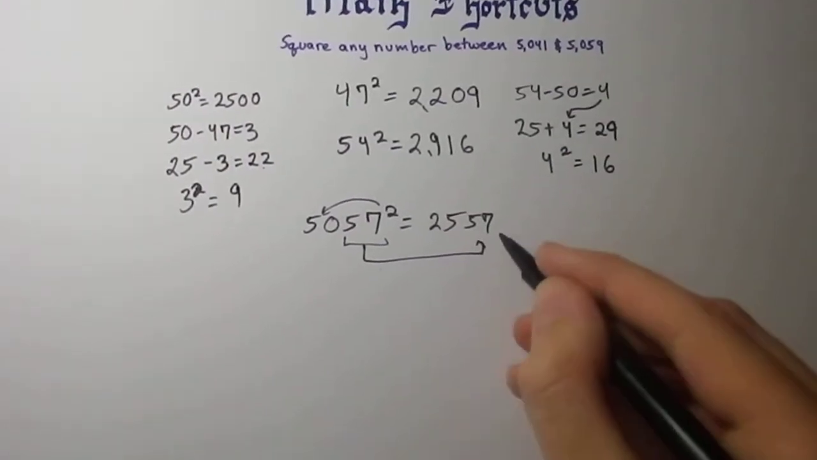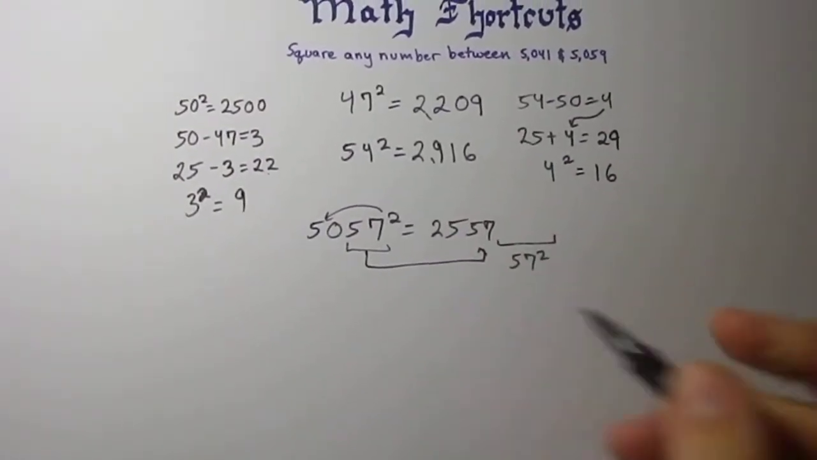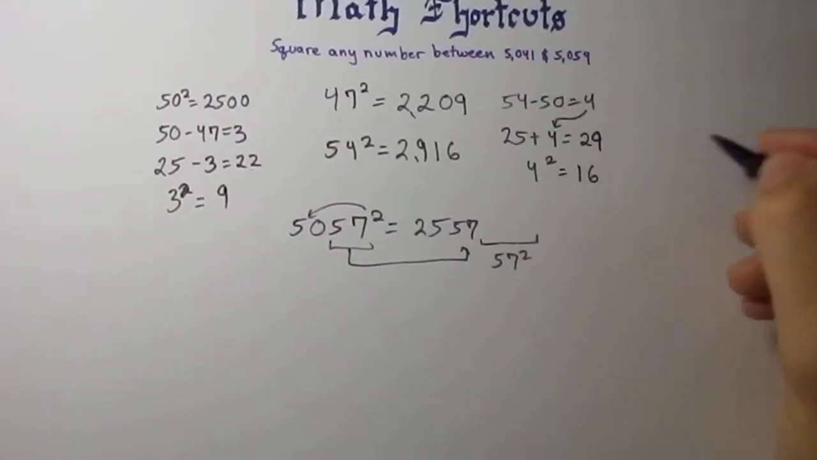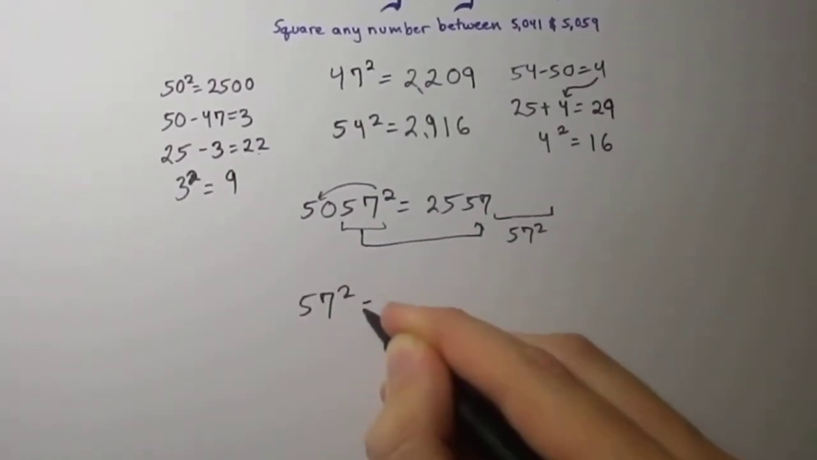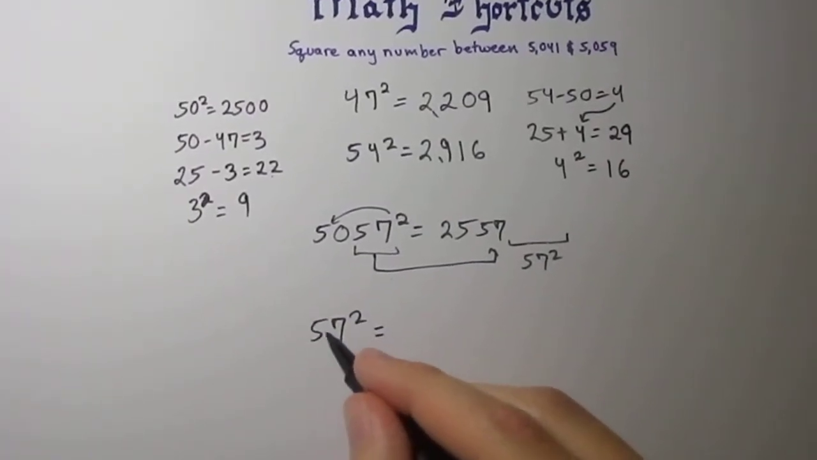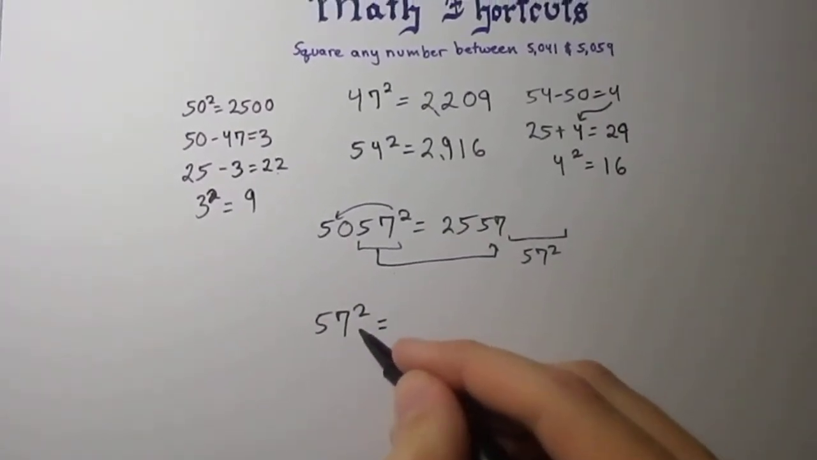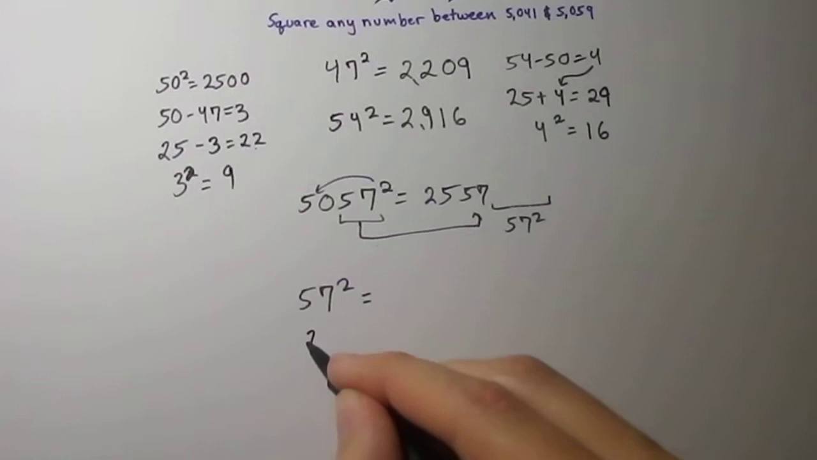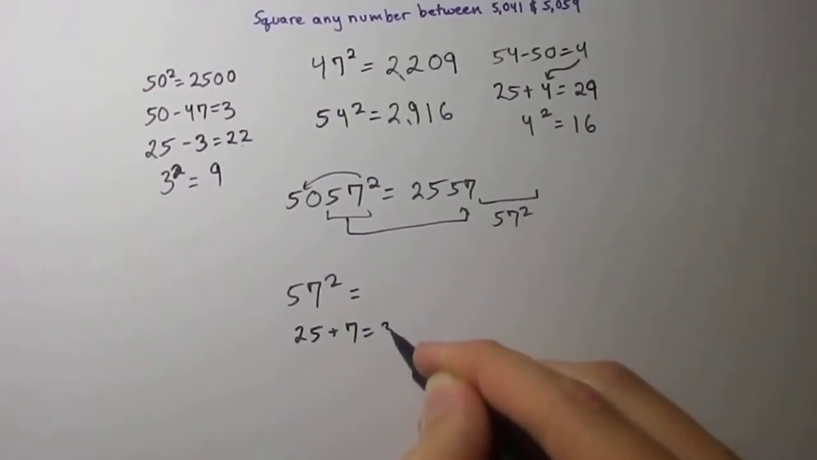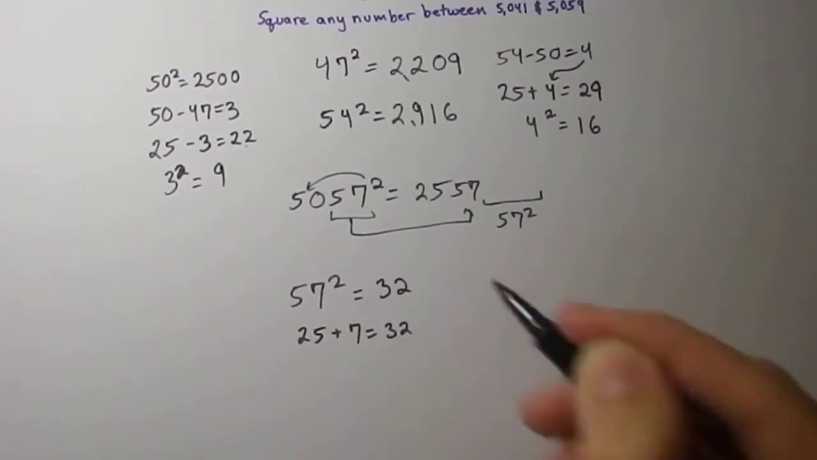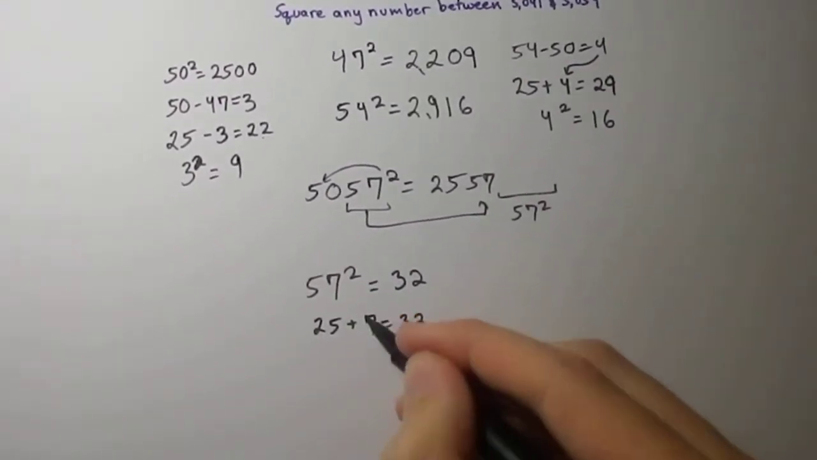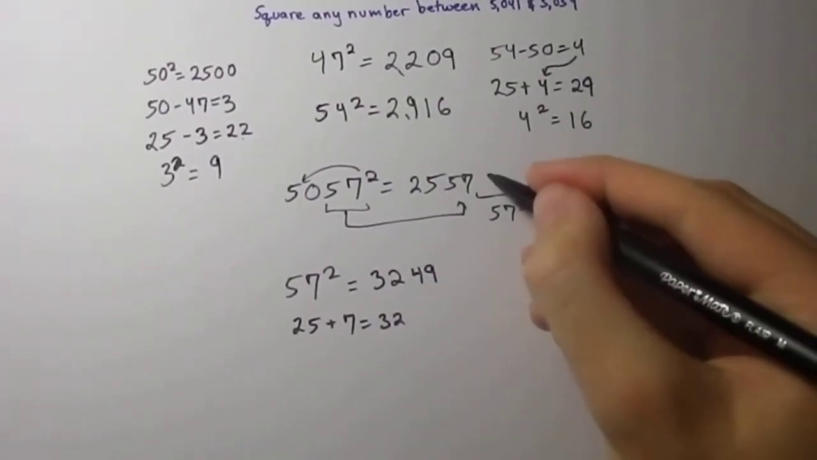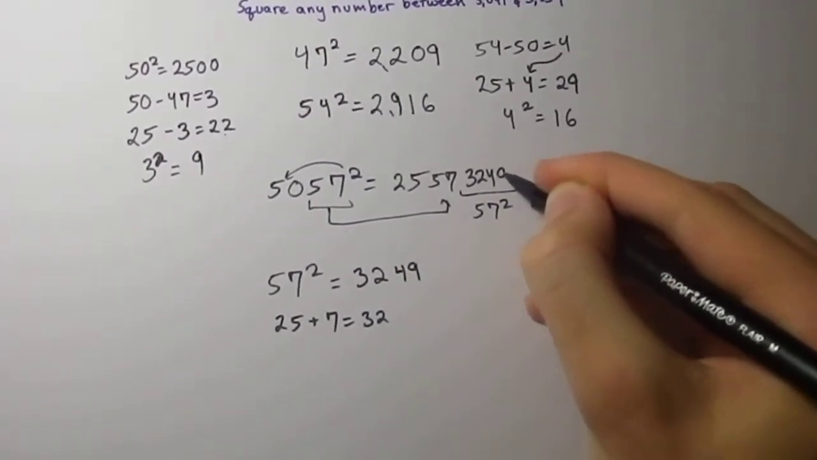The next 4 digits are just 57 squared. Well, I'm sure that you're able to do that by now as an expert. What is 57 squared? You can pause the video if you want. So 57 is 7 away from 50 going to the right. So you take 25 and you add 7, which is 32. So the first two numbers are 32. 7 squared, because that's the difference, is 49. So 3,249 is the answer.